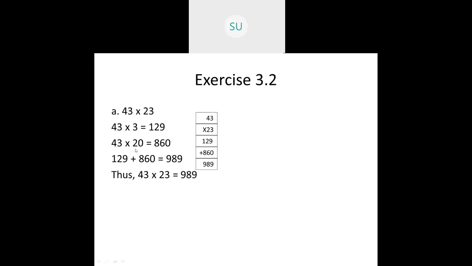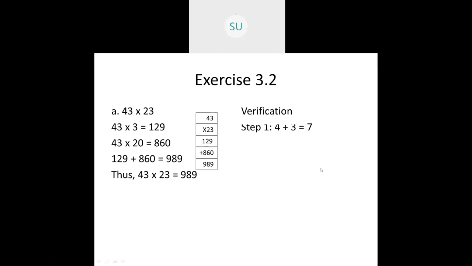We do 43 into 20. So how much is 43 into 20? First we write the 0 in the ones place. And then we do 43 into 2. So 2 threes are 6 and 2 fours are 8. So 860. Now we got 129 and 860. Now we'll add that. So when we add that, 9 plus 0 is 9, 2 plus 6 is 8, and 1 plus 8 is 9. So 989 is the answer.